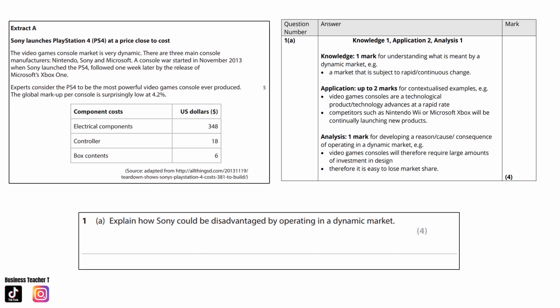Analysis now, so that's when you have your chain of analysis. You're using words such as because and leads to and therefore and any other connectives, and you're developing a reason, a cause, some kind of consequence. So you could have written that video games consoles will therefore require large amounts of investment in design. Another analytical point could have been therefore it is easy to lose market share, or you might have had another credible point for analysis.